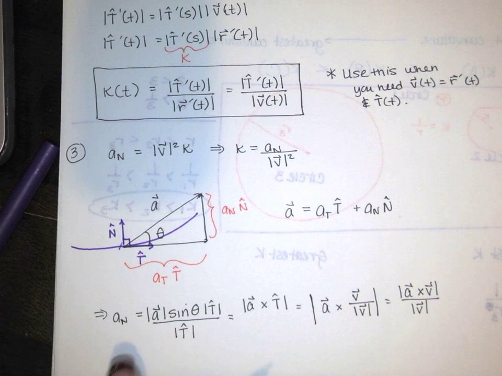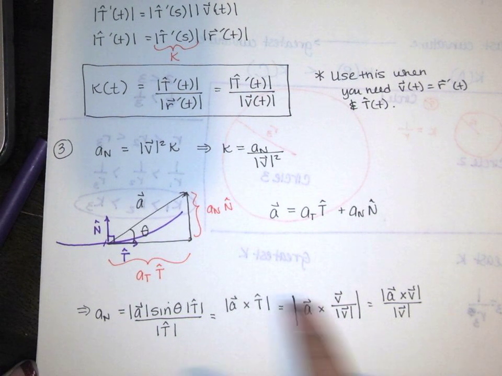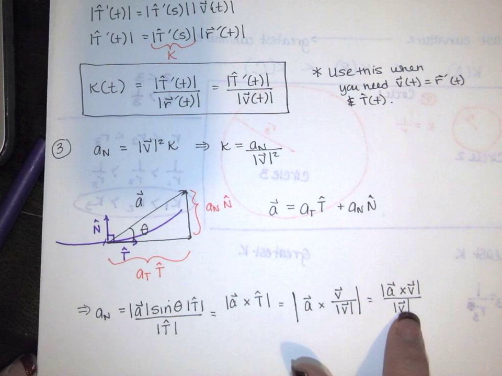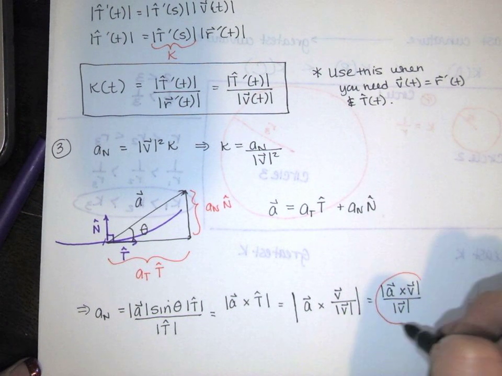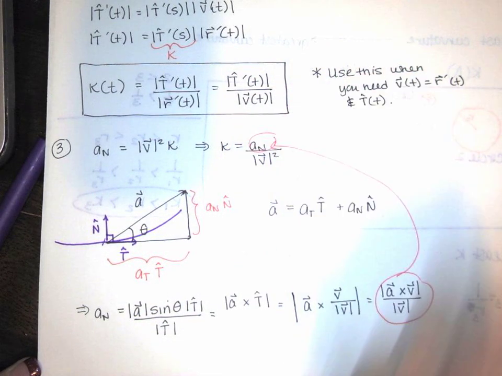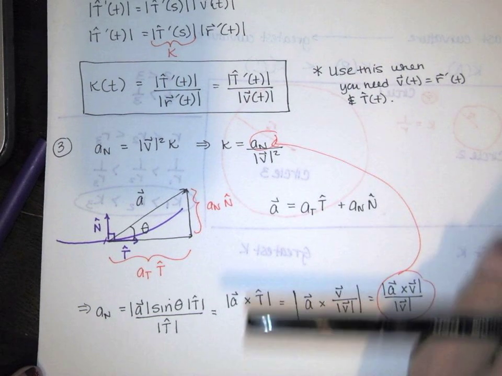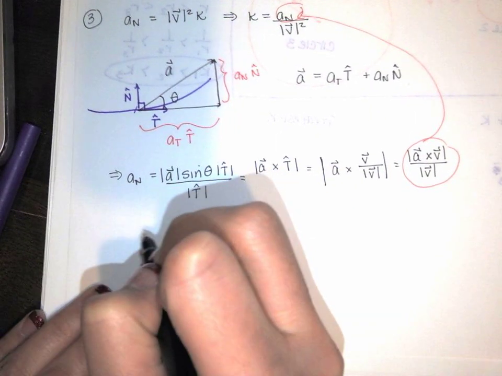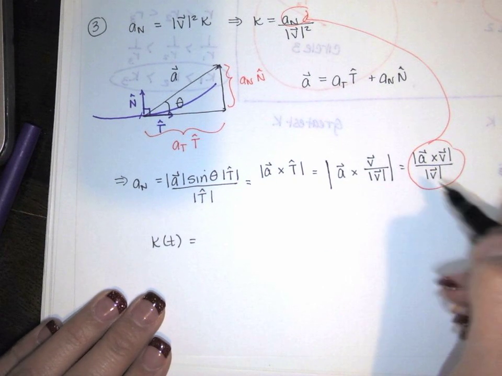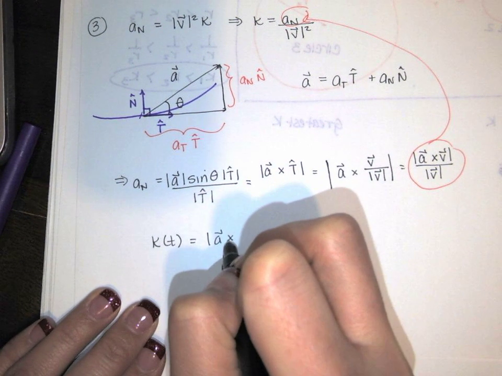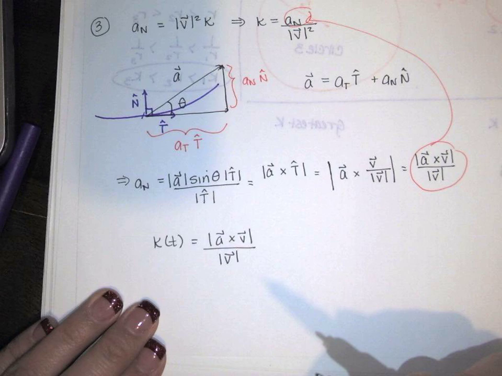All right, so that is another formula for a sub n, and that is a sub n in terms of the acceleration and the velocity, and then the speed is in the denominator. So I can substitute this in right here, and I can get curvature in terms of acceleration and velocity. So my curvature, as a function of t, is a sub n, which is all of this, divided by the speed squared.